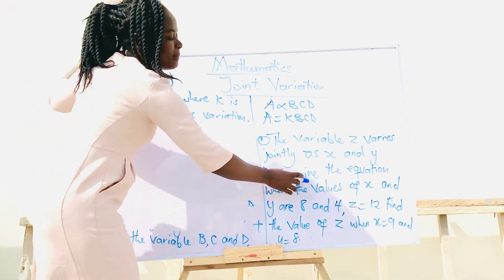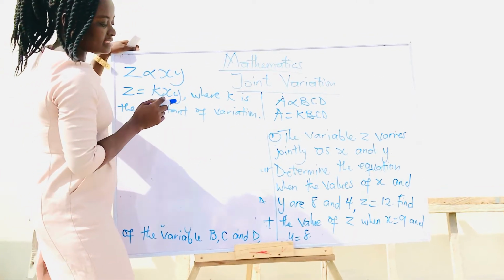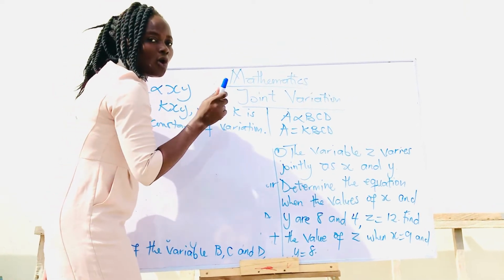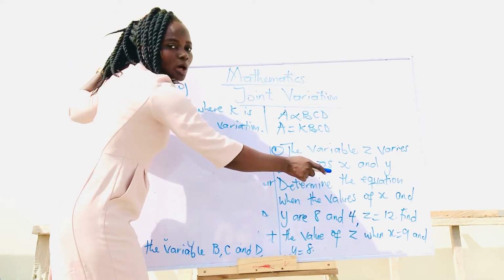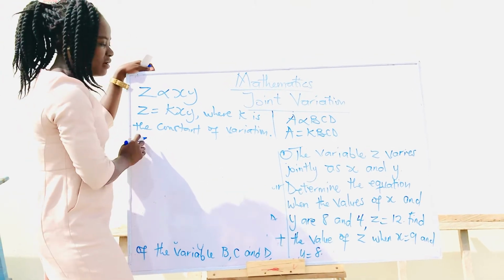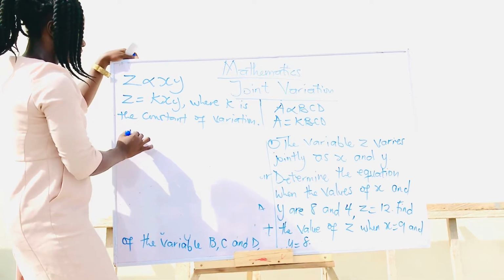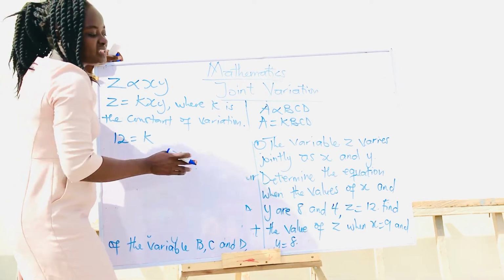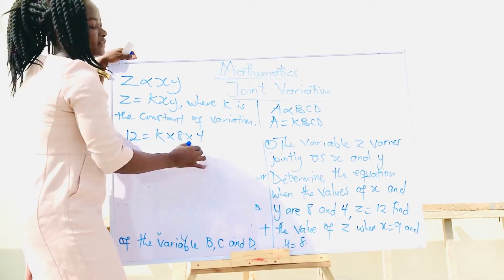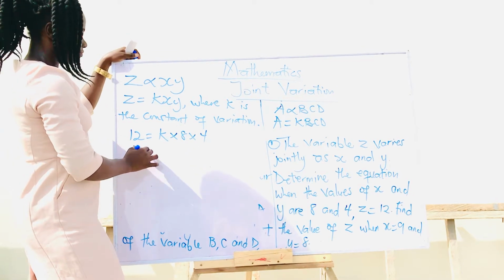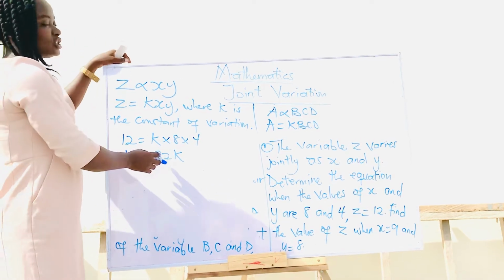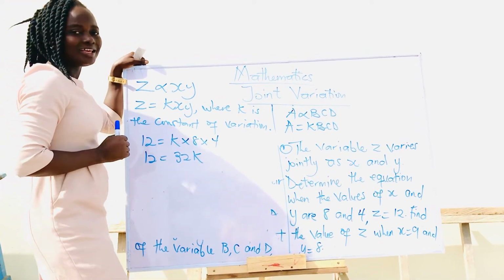So let's look at the parameters given here. It says that X is 8 and Y is 4, as well as Z is what? 12. So let's do a simple substitution over here. Wherever we see Z, we put 12. Wherever we see X, we put 8. And wherever we see Y, we put 4. So this becomes 12 equals 32K. We are looking for K, not 32K.